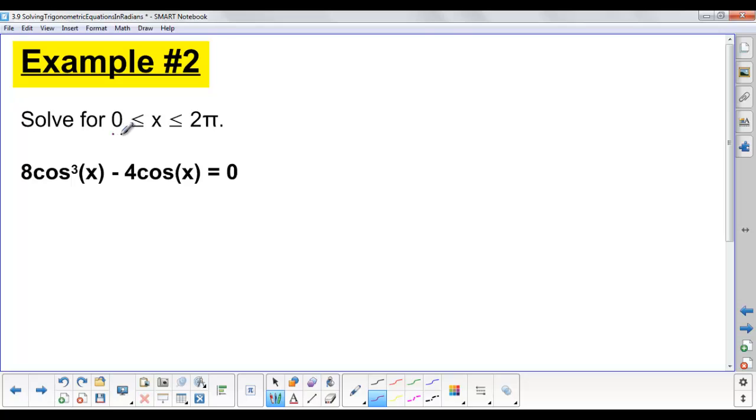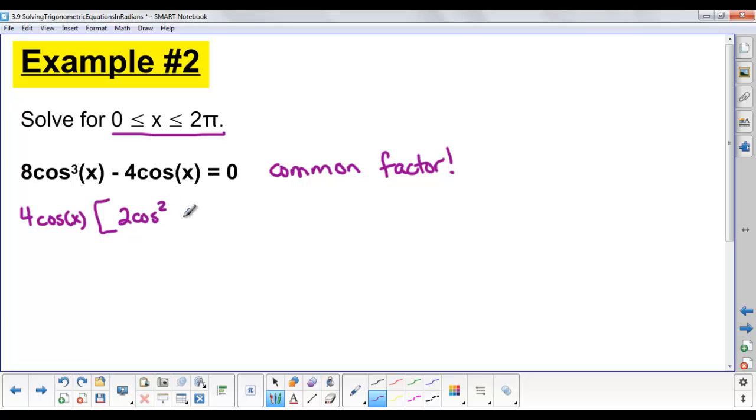Again, I take a look at the domain and it says between 0 and 2 pi. So I know I'm working in radians here. And I'm given this equation here: 8 times cos cubed of x minus 4 cos of x equals 0. The first thing you should always check for is common factor. So I have two terms here, and in both terms a 4 is common as well as a cos is common. So I'll factor that out and I'm left with 2 cos squared x minus 1.